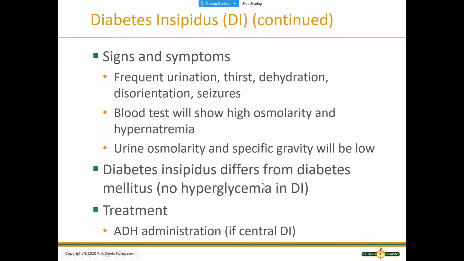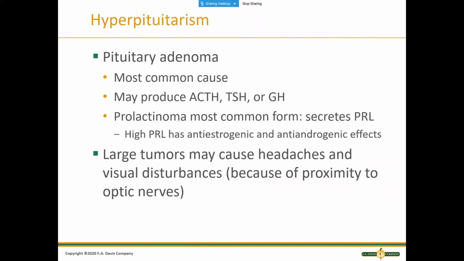Diabetes insipidus is not the same as diabetes mellitus. There's no blood sugar issues. We treat that by giving ADH. We usually give that ADH as a nasal spray. So you might have seen that given as a nasal spray called vasopressin.